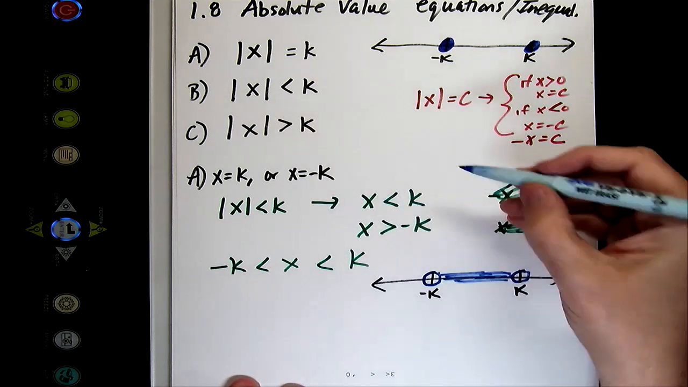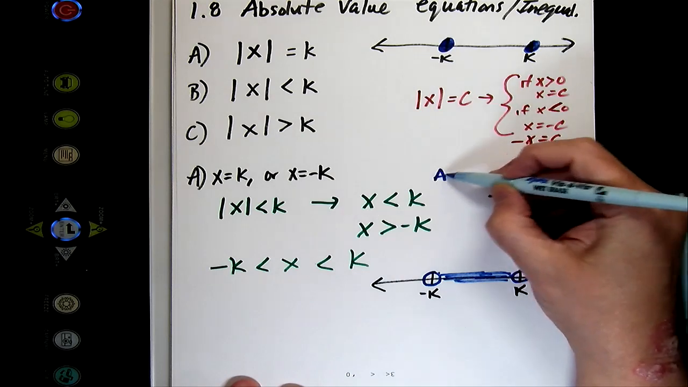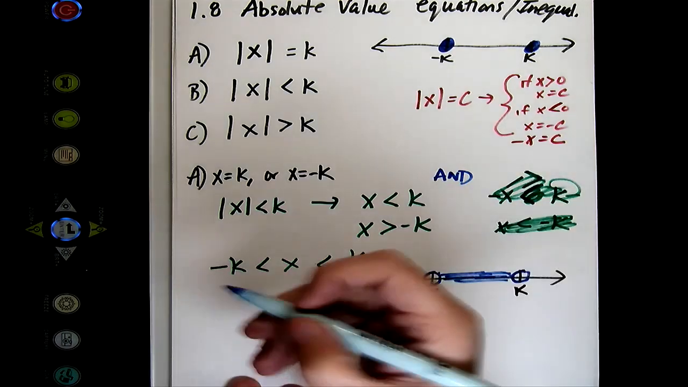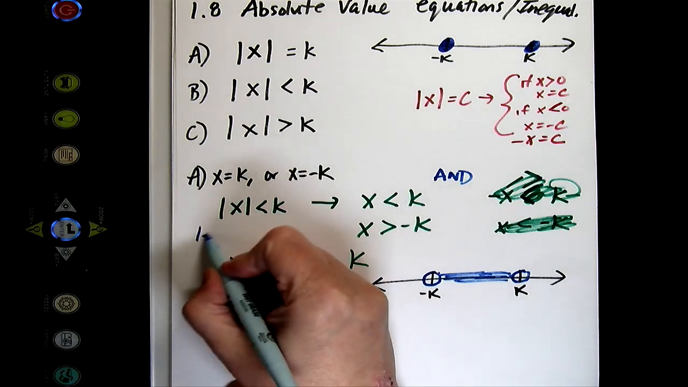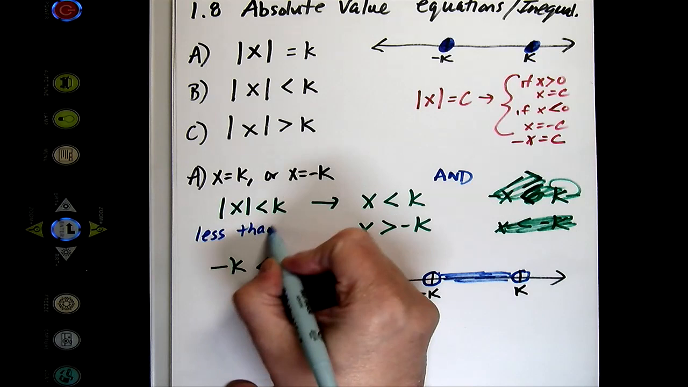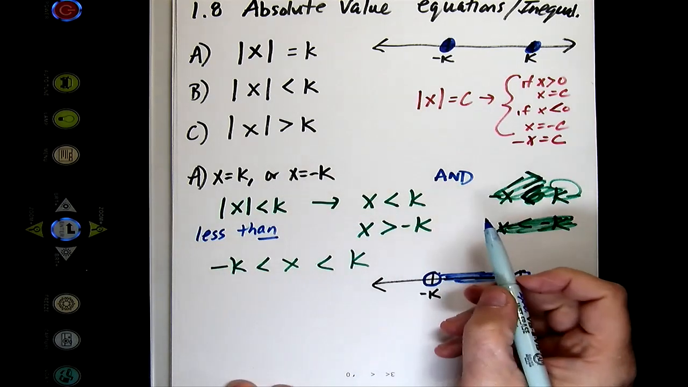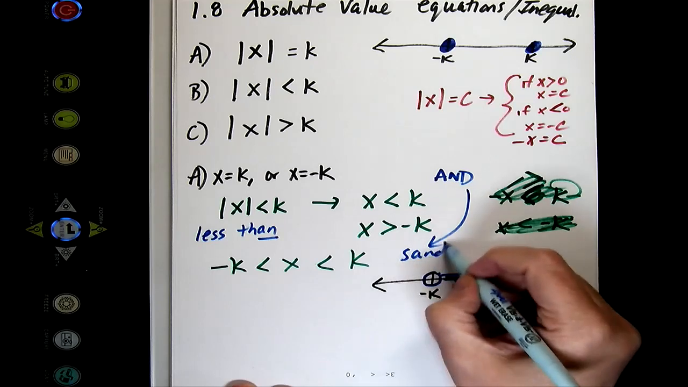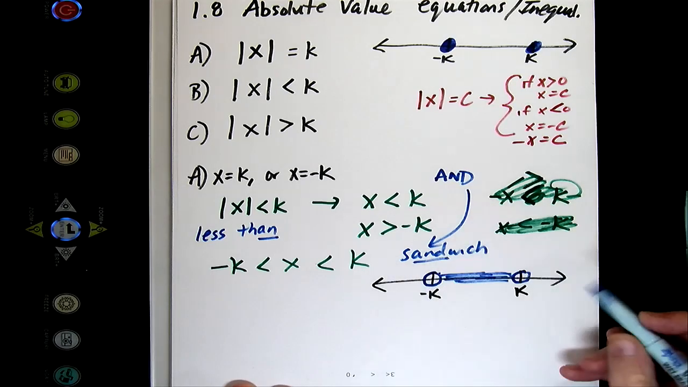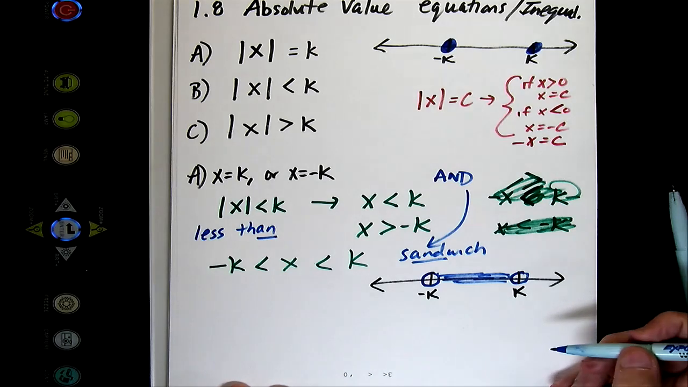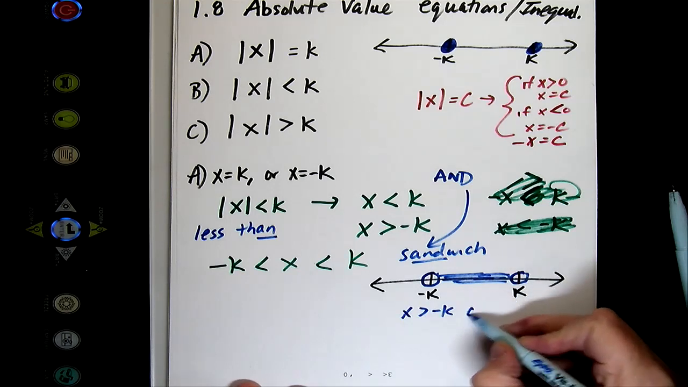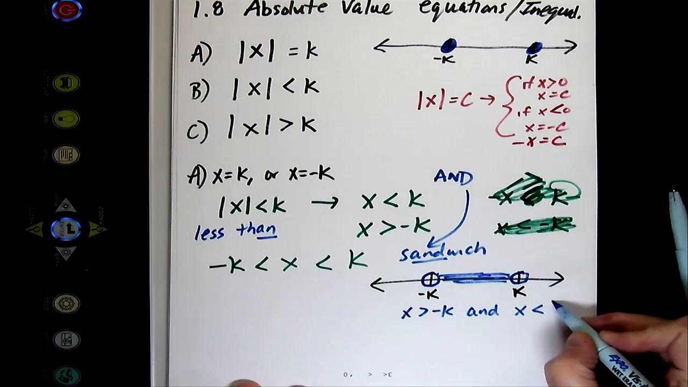This is called the "and" scenario. x is less than k and x is greater than negative k. The way I remember it is "less than" and "and" sounds like "and". "And" sounds like sandwich, or "and" is in sandwich. So this is x is greater than negative k and x is less than k.